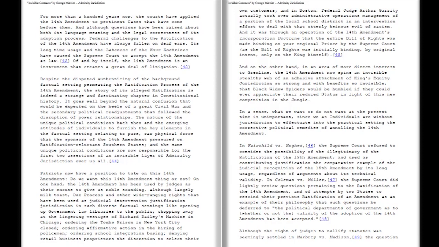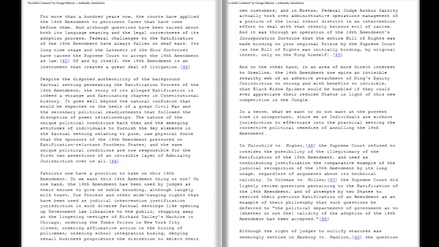43. Despite the disputed authenticity of the background factual setting permeating the ratification process of the 14th Amendment, the story of its alleged ratification is indeed a strange and fascinating chapter in constitutional history. It goes well beyond the natural confusion that would be expected on the heels of a great civil war and the secondary political readjustments that followed the disruption of power relationships.